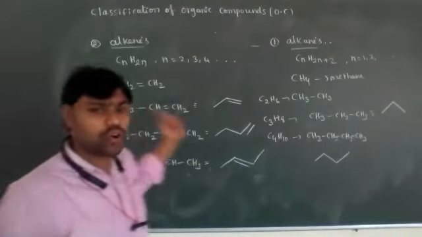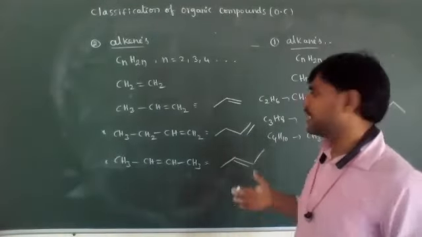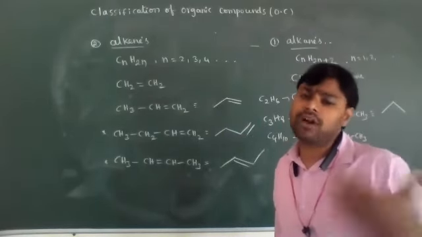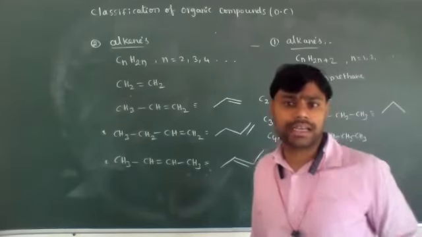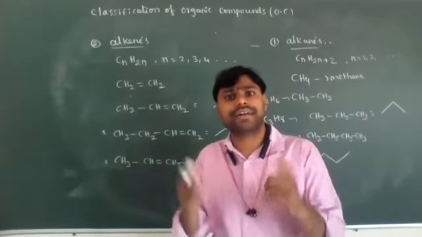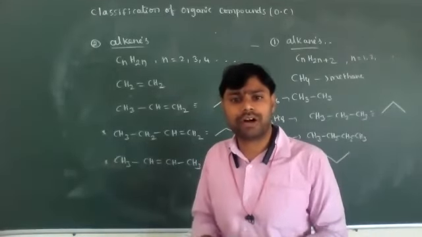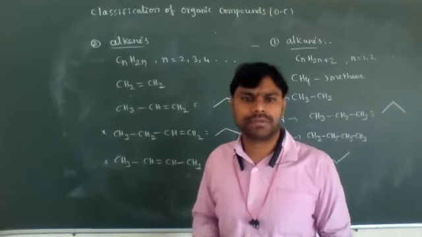So like this we can write so many alkenes. Alkenes means compounds having at least one double bond. More than one double bond can also be present, and those are also called unsaturated hydrocarbons. If two double bonds are present, they are called dienes. Three double bonds, trienes. Four double bonds, tetraenes. Like that, different alkenes are present.